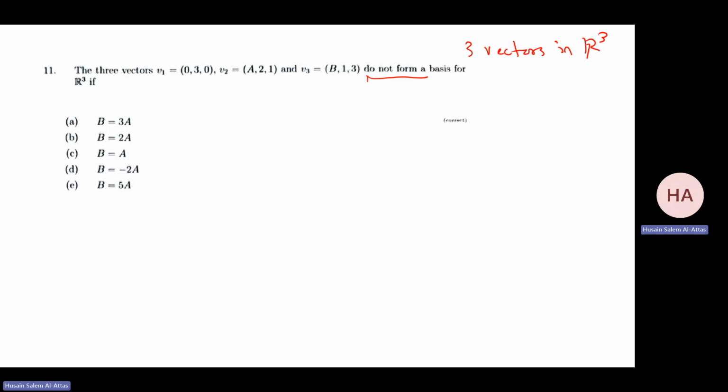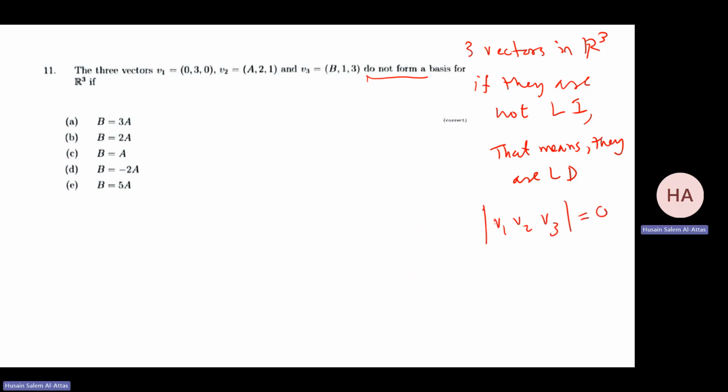So to check whether they are a basis or not, I need to check whether they are linearly independent. They don't form a basis if they are not linearly independent. That means they are linearly dependent, and that means the determinant should equal 0. Since I have three vectors in R3, I have 0, 3, 0, A, 2, 1, B, 1, 3. I want this determinant to be 0.